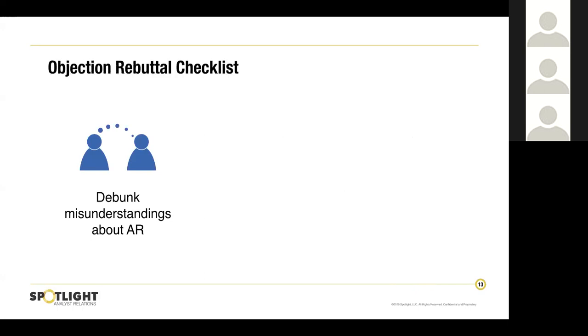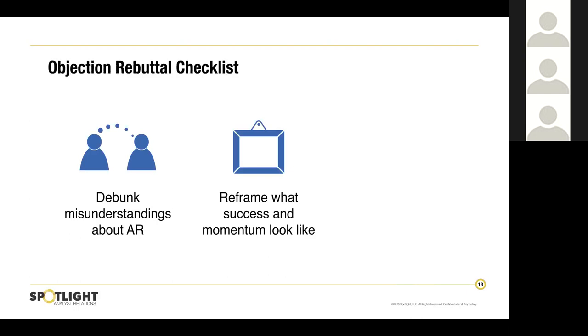The first one that we discovered was that we have to debunk misunderstandings about AR. Any great rebuttal that we have has to debunk the factual misunderstandings. If your objector has bad data on how the channel works, you have to fix that first before you can get to anything else.